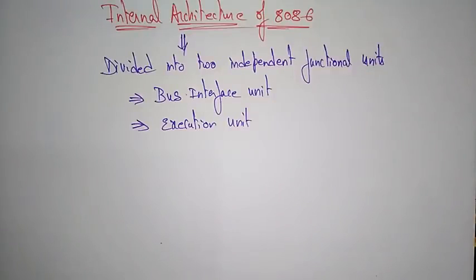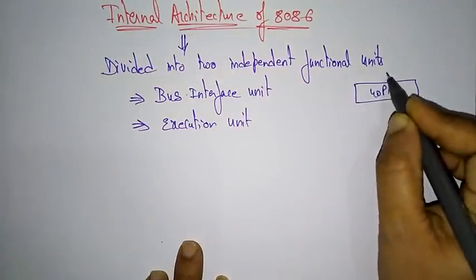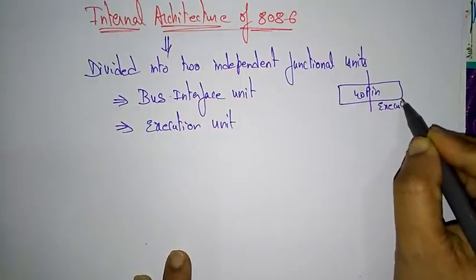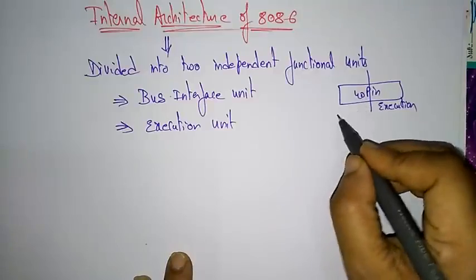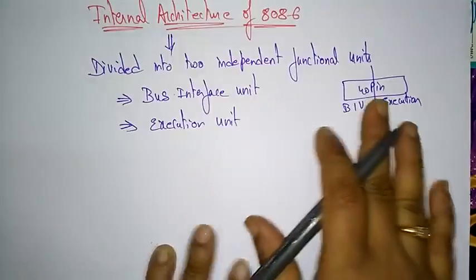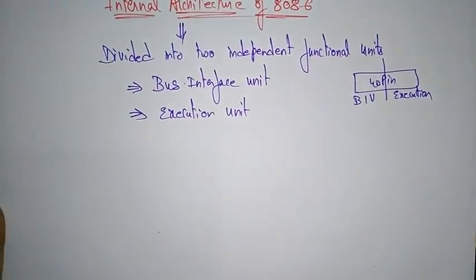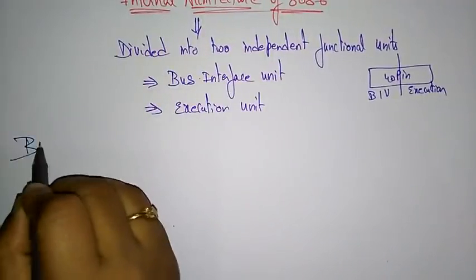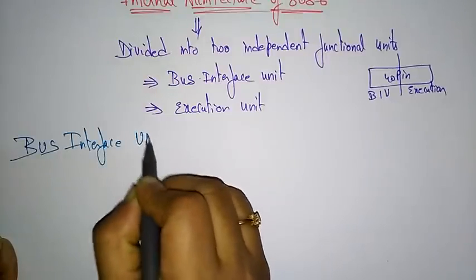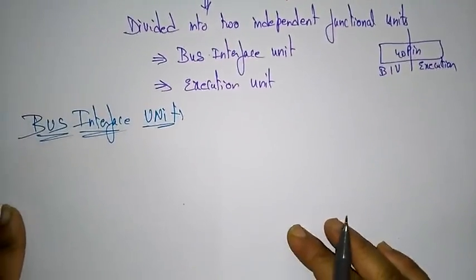So in this 40 pin chip, some part is used for execution and another part is used as the bus interface unit to transfer the data. It's a communication. Okay, so let us see the bus interface unit. First let me explain about the bus interface unit.